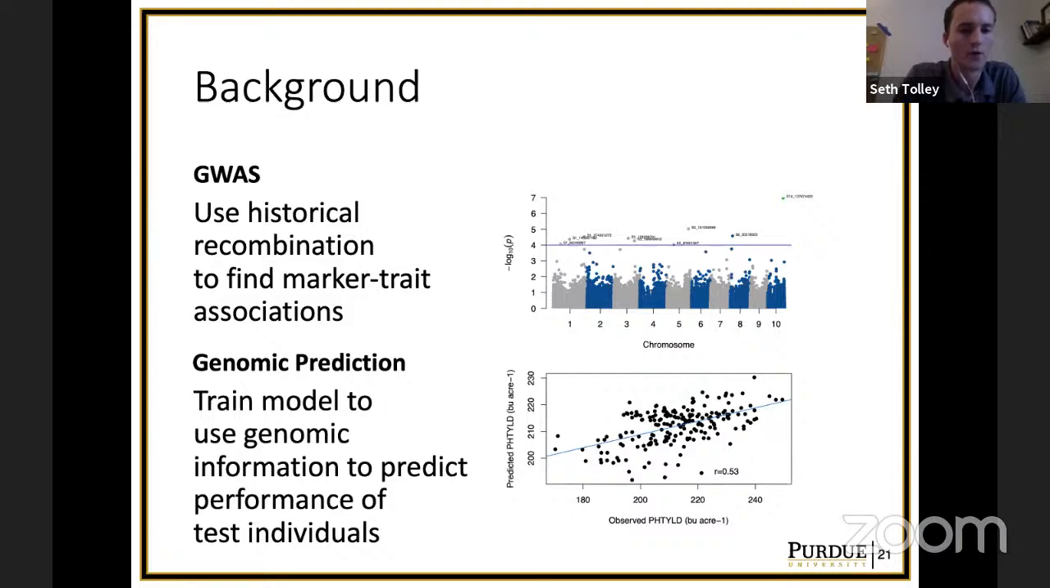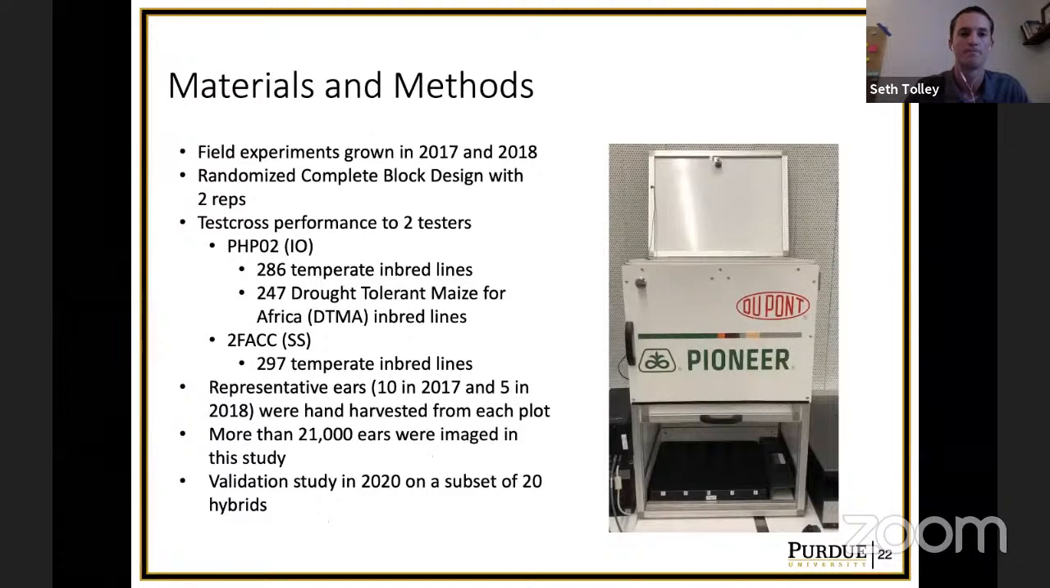The other thing that we wanted to use was genomic prediction. For genomic prediction, you train a model that uses your genetic information, which you can then use to predict the phenotypes of individuals where you have genotype information but you don't have phenotype information. So the materials and methods for this study are actually the same as the study that we already talked about in the first chapter. The only difference between this slide and what I've already presented is that we're also planning to do a validation study in 2020, where we've also extracted 10 ears per plot from this year.